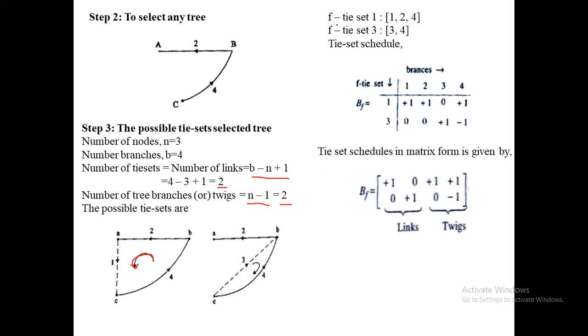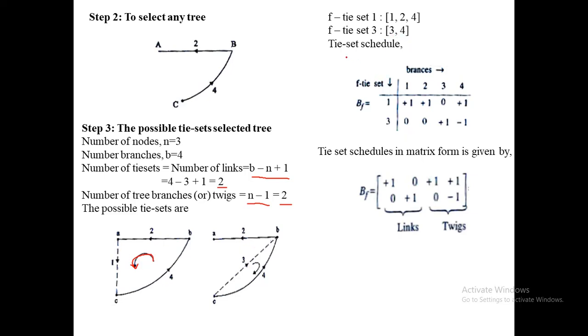Next, we have to write the tie set. Here we know that this one forms tie set 1 and then this 3 forms another tie set. Here we know that the total number of tie sets is equal to 2. Here this first loop is having the tie set values 1, 2 and 4. Next, this tie set 3 is having the branches 3 and 4.